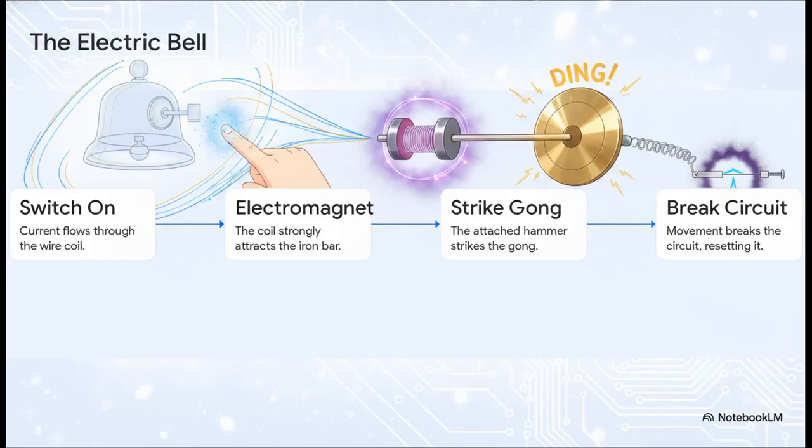And this brilliant discovery creates an incredible mechanical loop inside an everyday electric bell. You press the switch, current runs through a wire coil, creating an electromagnet that forcefully pulls an iron bar. Ding! The hammer strikes the gong. But here is the genius part. That very movement physically breaks the circuit. The magnetism vanishes, a spring pulls the hammer back, the circuit reconnects, and the loop fires again. That rapid-fire switching is exactly what creates a continuous ring.